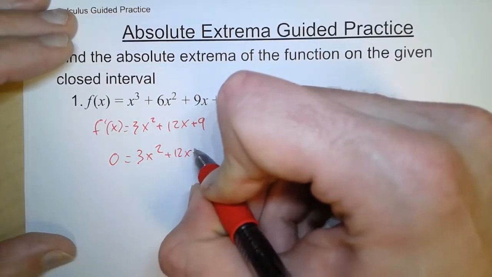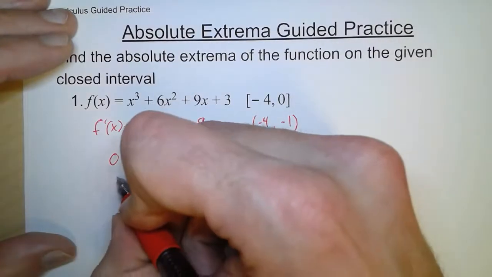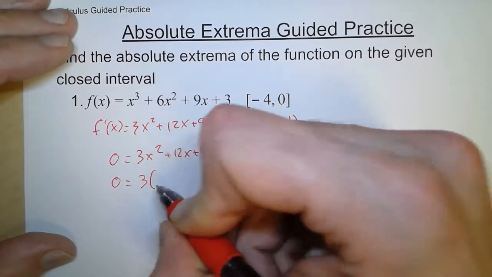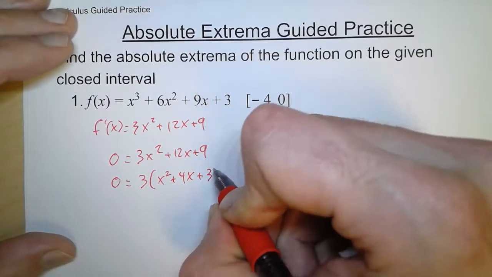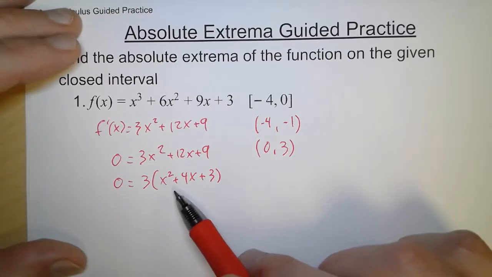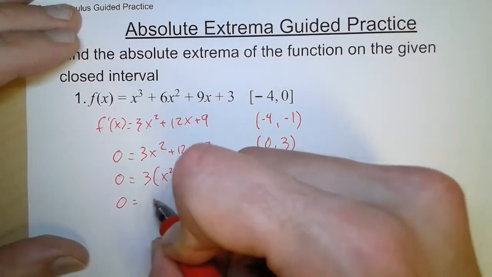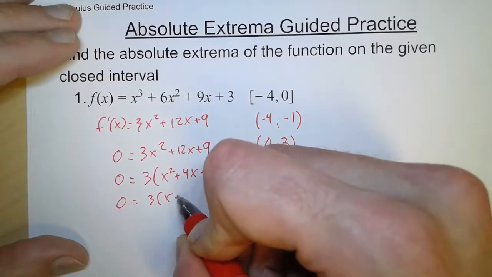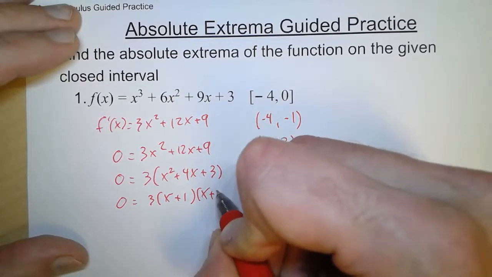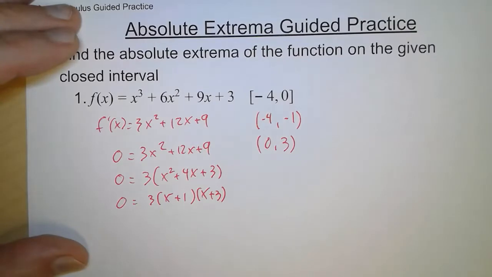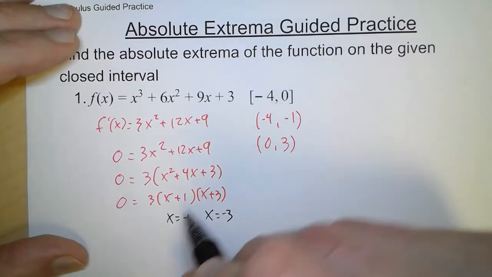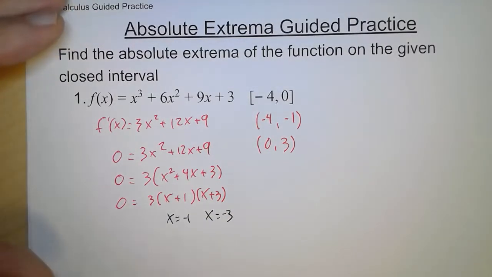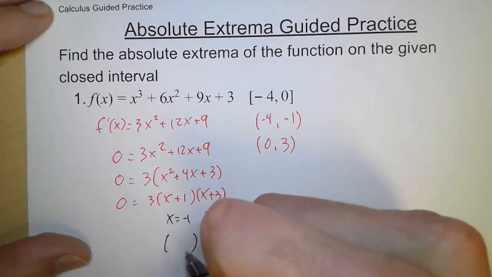We have 3x squared plus 12x plus 9. Well, we can factor a 3 out. So we have 3 times x squared plus 4x plus 3. Now we can factor that further into x plus 1 and x plus 3. So the values we get are x equals -1 and x equals -3. These are values where the slope is 0. Those are critical points, and so we have to ask, what are those values?